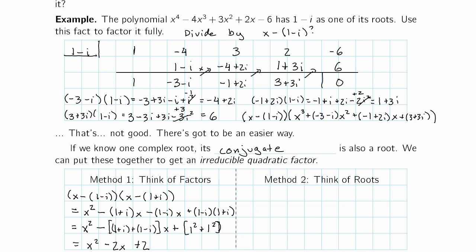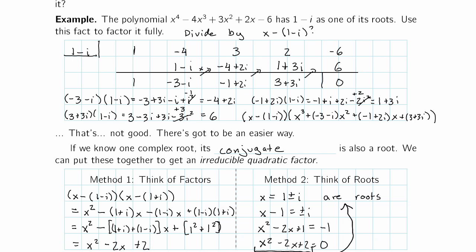Another way to do this is to think of roots. x equals 1 plus or minus i are roots. And now we're going to run our completing the square process backwards. So our goal is to get 0 on one side. And the way we're going to do that is to subtract 1 from both sides, square both sides. So (x minus 1) squared is x squared minus 2x plus 1, equals plus or minus i squared, which is negative 1. And we'll add 1 to both sides. This is the polynomial that has those roots. Either way, we get this irreducible quadratic factor.